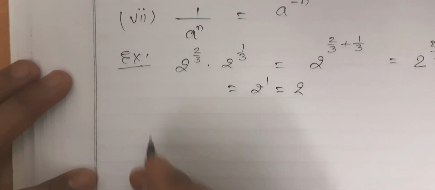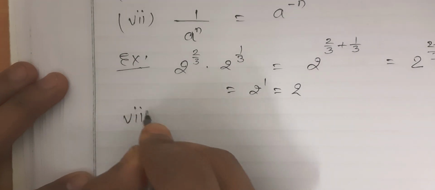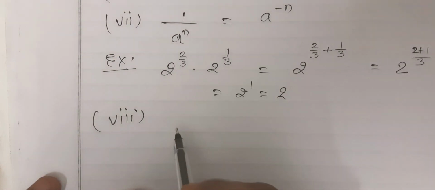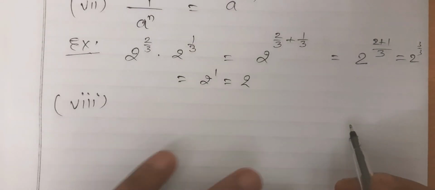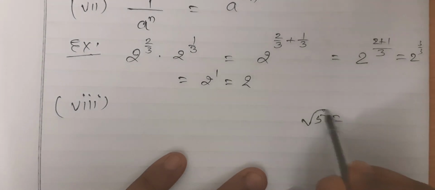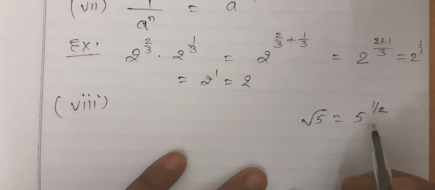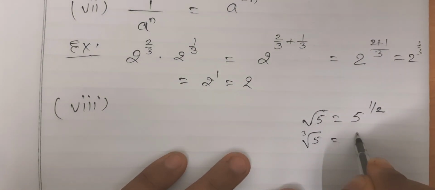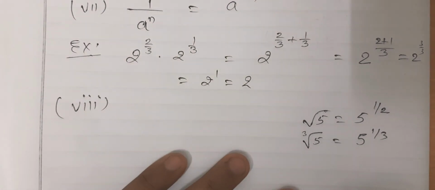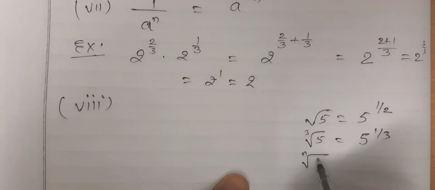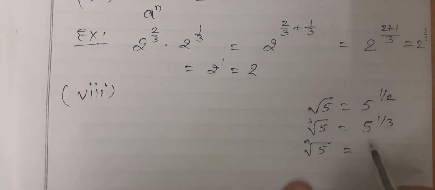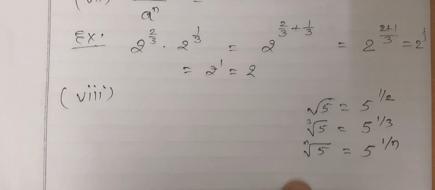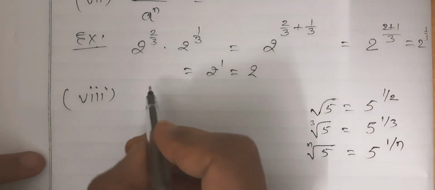Now the next important thing is, we have already discussed the square root of a number. So square root of 5 means 5 raised to the power 1 by 2. Square root means power 1 by 2. If it is cube root, then power 1 by 3. So in general, nth root of a number 5 is 5 raised to the power 1 by n. So this is our next law.